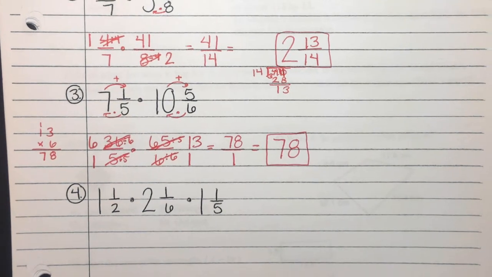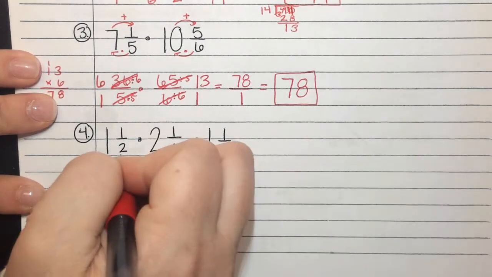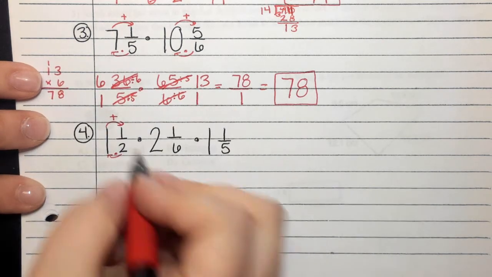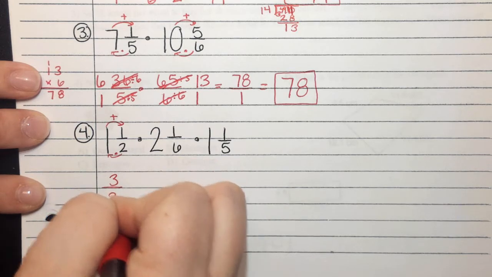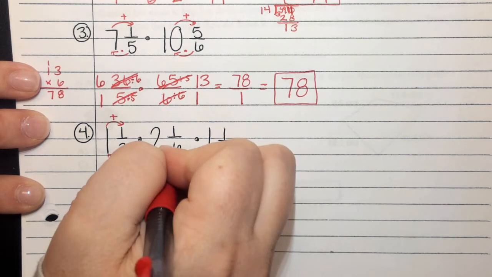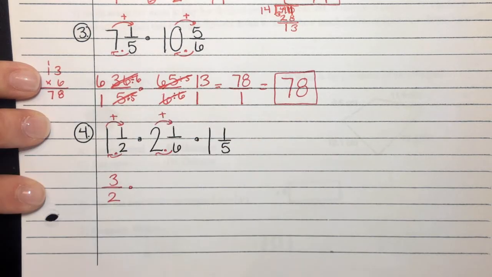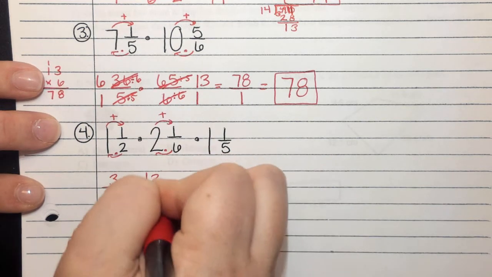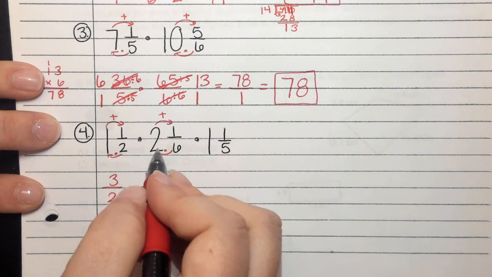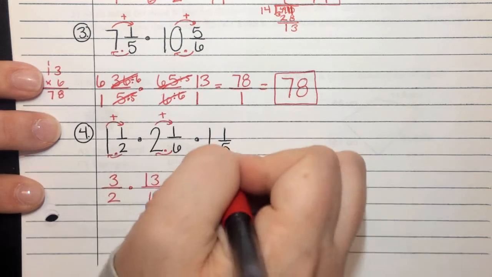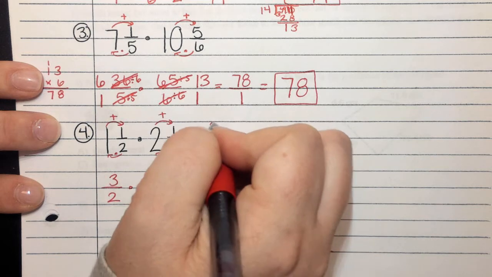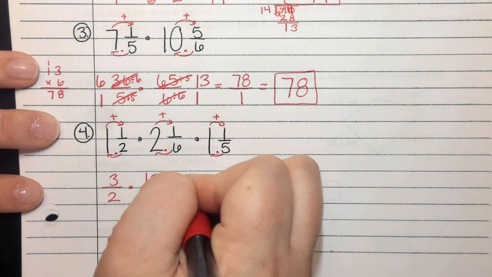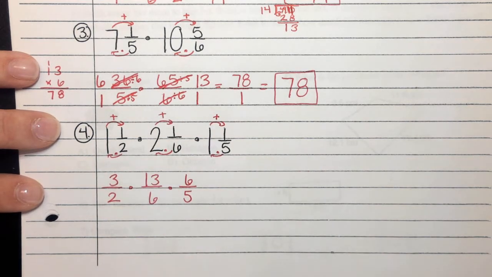All right, number 4. For number 4, what is my first fraction going to say? Lauren? 3 over 2. Times, on my second fraction, what is it going to say? Kathia? 13 over 6, because 6 times 2 is 12, plus the 1, 13. Times, and then my last one, what is it going to say? Jackie? 6 over 5.